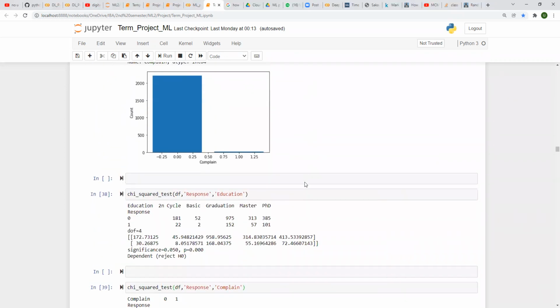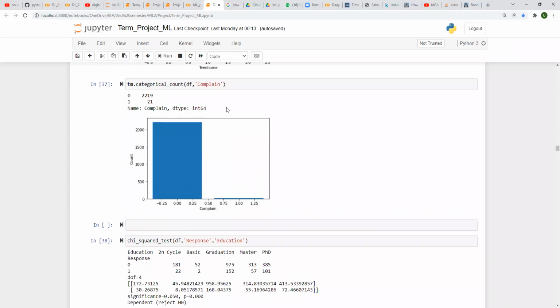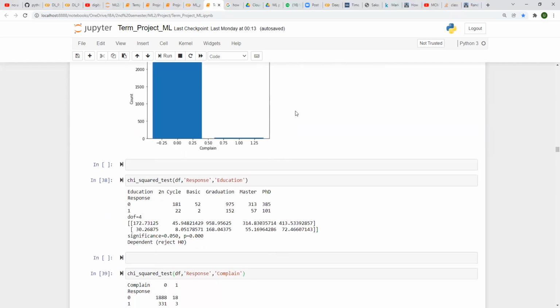And as we go ahead, you can see the complaint column. There is a very, very insignificantly small number of people who made a complaint. So I think this column is not going to be very useful for us.